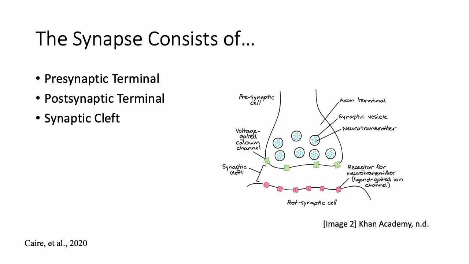The synapse consists of three major parts: the presynaptic terminal, the postsynaptic terminal, and the synaptic cleft. The presynaptic terminal is located at the end of an axon. This is where the electrical signal is converted into the chemical signal. The postsynaptic terminal is less than 50 nanometers away from the presynaptic terminal and consists of specialized receptors. The synaptic cleft is the space between both the presynaptic and postsynaptic terminals.